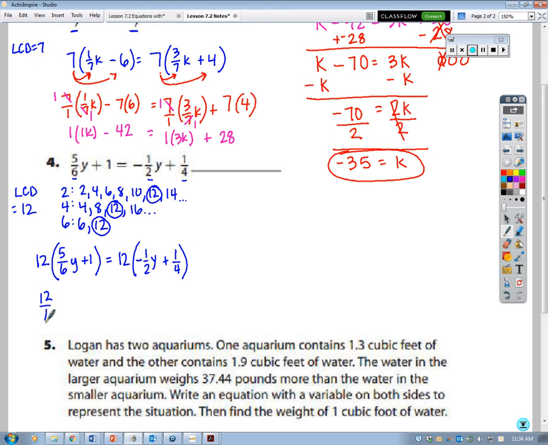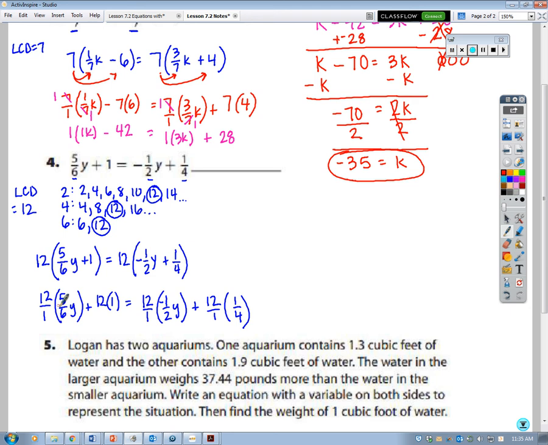So I'm going to multiply 12 by each of these terms inside the parentheses. I've got 12 over 1 times 5 over 6y plus 12 times 1 equals 12 over 1 times negative 1 over 2y plus 12 over 1 times 1/4. Okay, so it's distributed, and this is a lot of work, I understand that, but it does allow us to simplify, and then we don't have to simplify after.